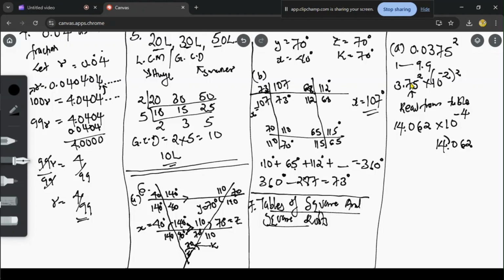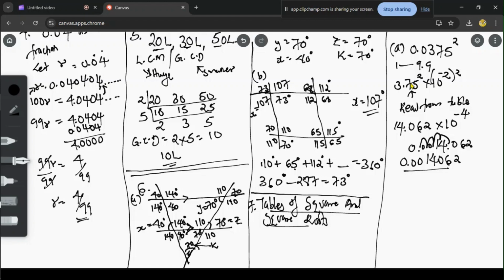So let us count 1, 2, 3, 4. So the decimal is supposed to be there. How many zeros in between? 1, 2. Then here I can put a 0. So my answer is 0.00140062. You see, I've moved backward because it's a negative here. If it was a positive, I would have moved forward this number of steps. So I've moved 4 steps because it's a negative 4.